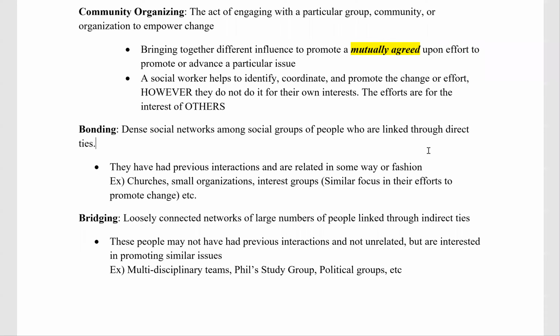So during community organizing, we help to identify, coordinate, and promote the change or effort within this, but it's not to benefit ourselves. It's in the best interest of the entire community. So as we're doing community organizing efforts and projects and all of these things, we're not thinking, how could I benefit myself in some way, shape, or form?